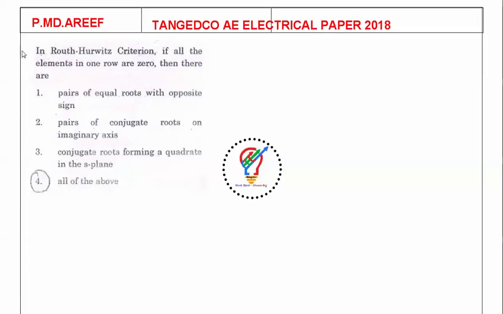The next question: in the RH criteria, if all the elements in a row are 0, then there may be poles of equal roots and opposite sign, or the poles of conjugate roots on the imaginary axis, or the conjugate roots forming a quadrate in the s-plane. So these three options are correct options. Okay, so the answer is all of the above.